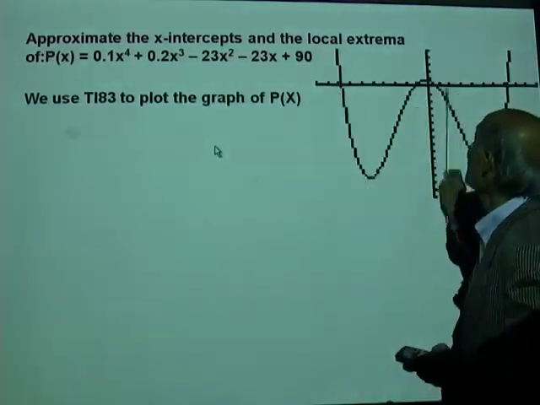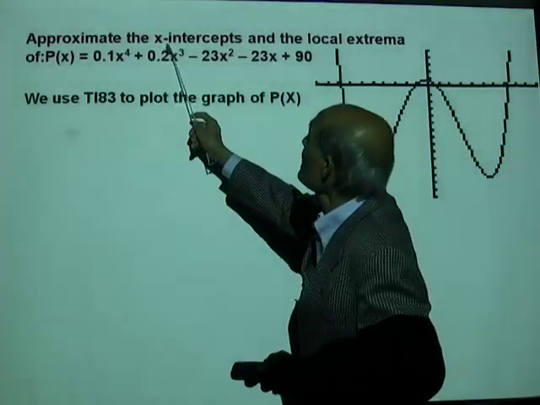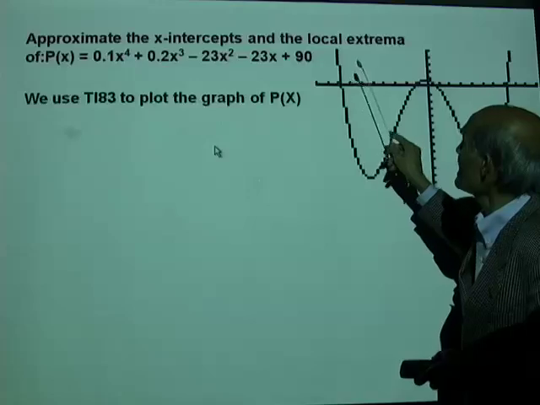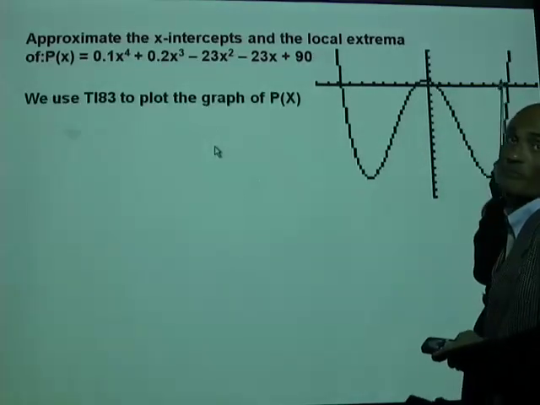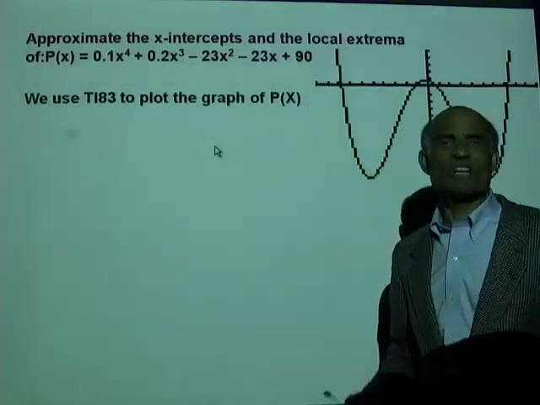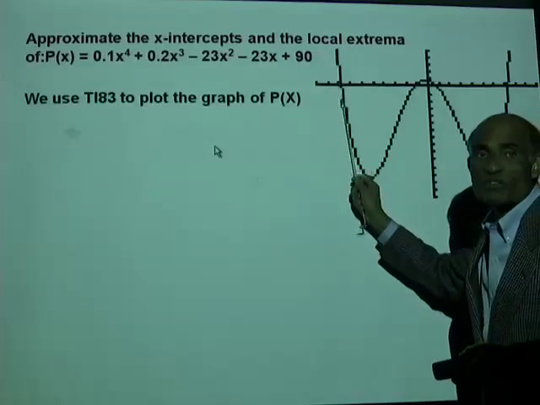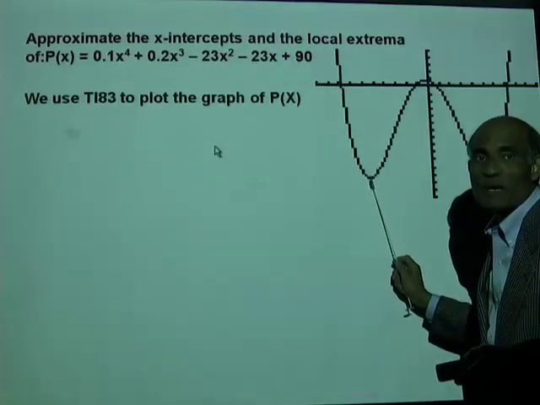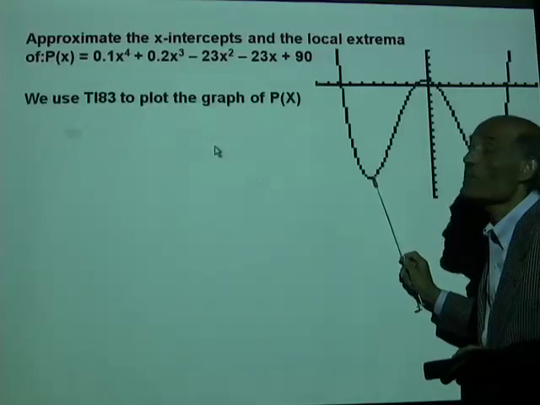Alright, here is the graph of that polynomial function. Now you need to approximate the x-intercepts. There are how many x-intercepts? 1, 2, 3, 4. And the local extrema. What's the local extremum? If you look at this, the function decreases, reaches the minimum, and then increases. This is called a local minimum.